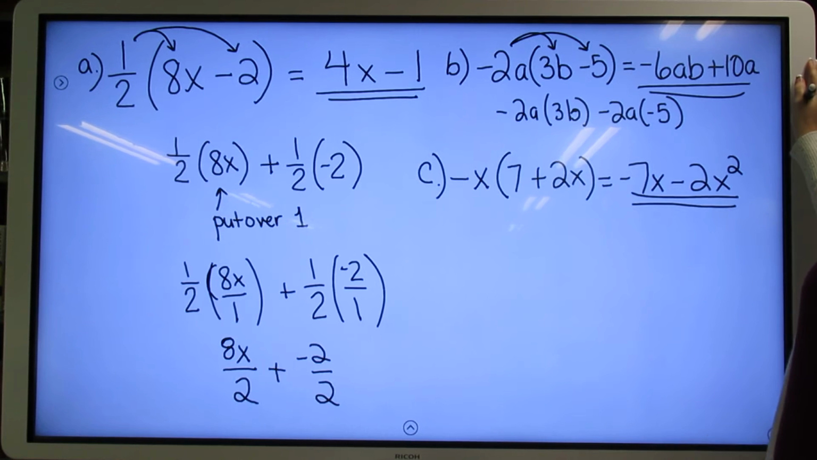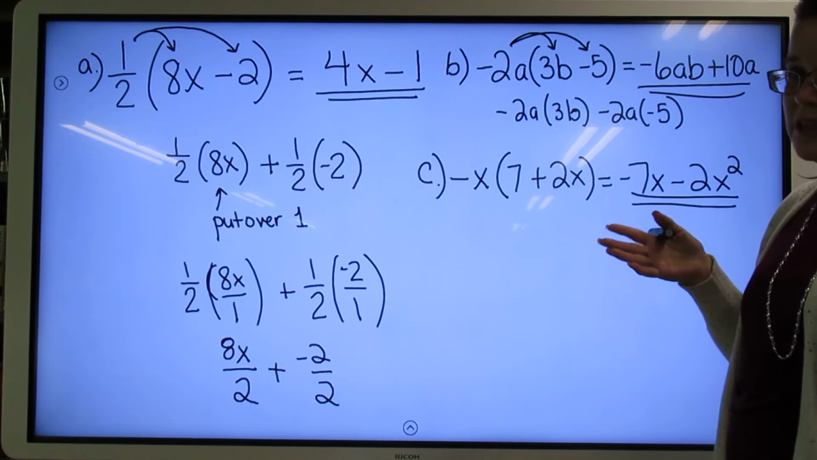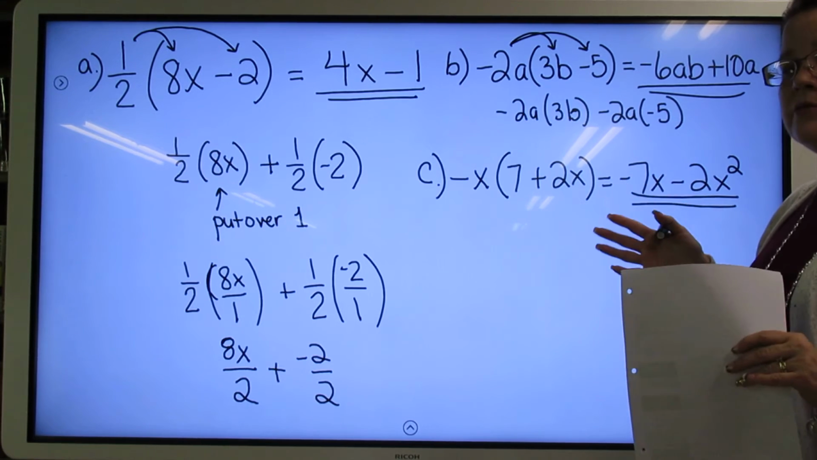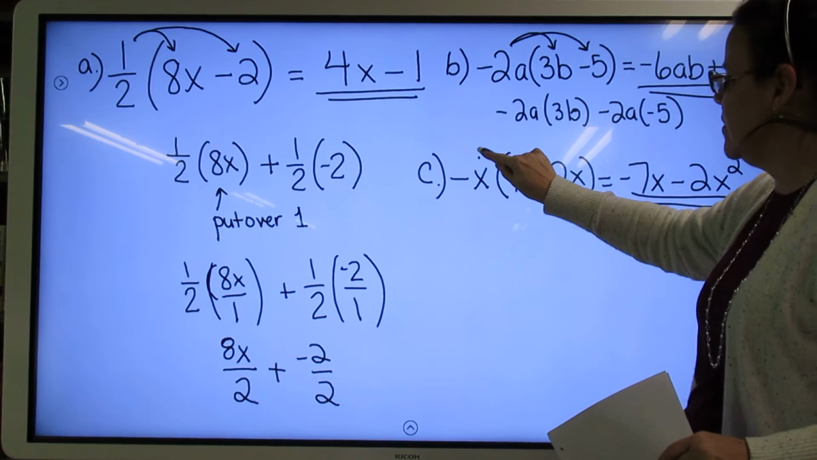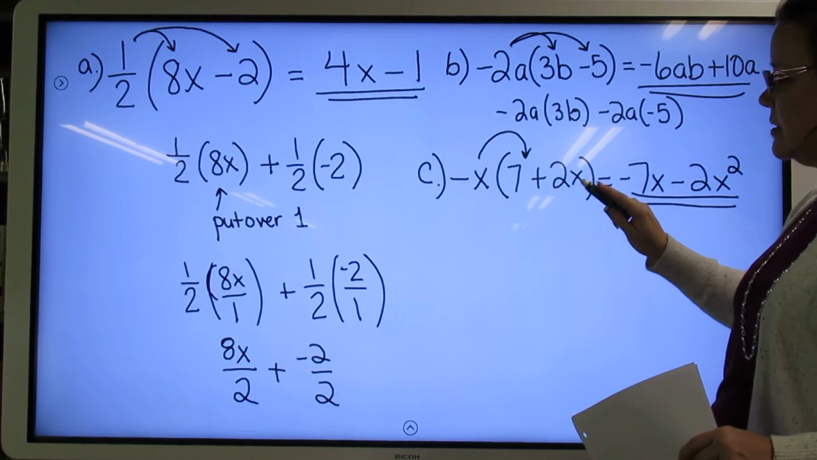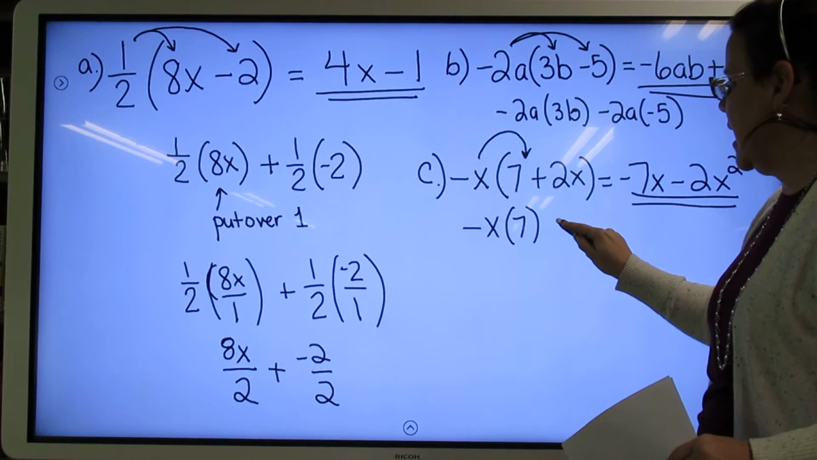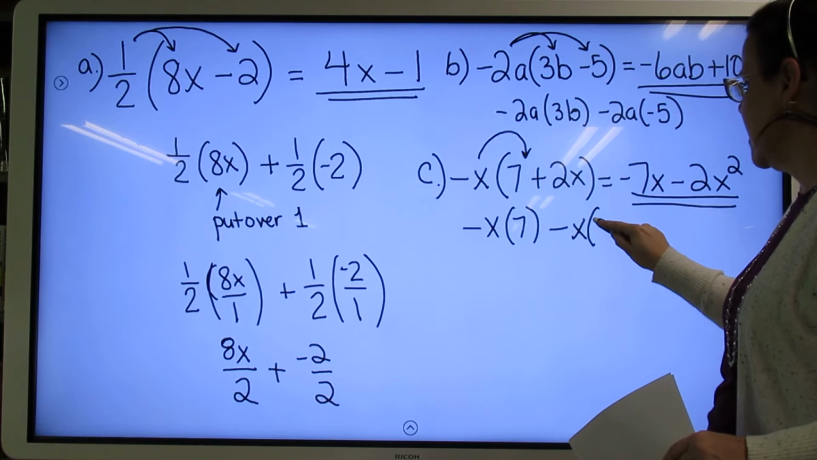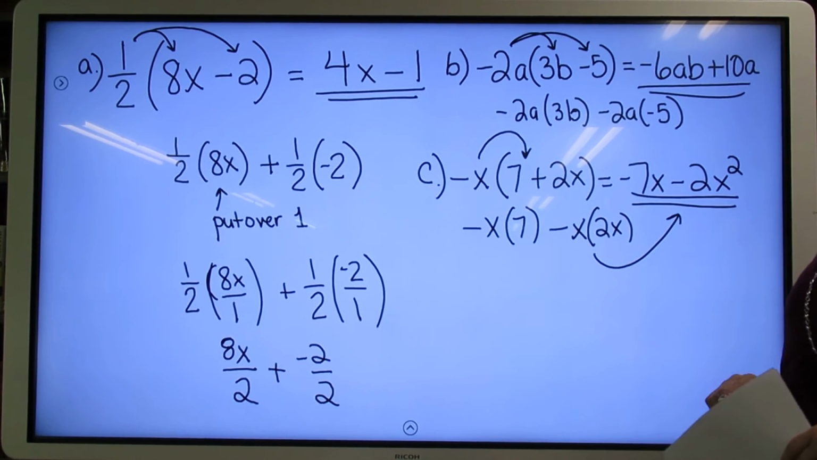You also have to know your integer rules, because a negative times a negative is a positive, and a negative times a positive is a negative. So you really have to know those details of this problem. And then again, we have negative x times 7, and then you have negative x times 2x. And then this answer is what you would get.